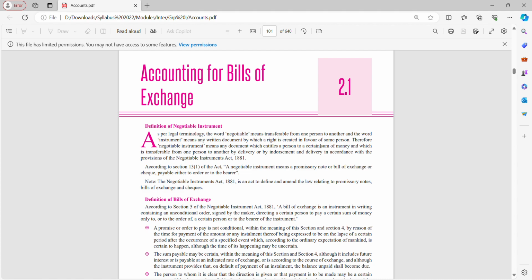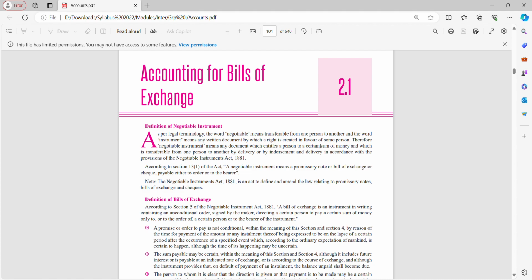So what I'll do is I'll draft a check. That means the amount from my bank account is transferable to your bank account. That instrument is in favor of some person. Therefore, negotiable instrument means any document which entitles a person to a certain sum of money and which is transferable from one person to another by delivery or by endorsement, and delivery in accordance with the provisions of the Negotiable Instrument Act 1881. So here we have negotiable instrument.